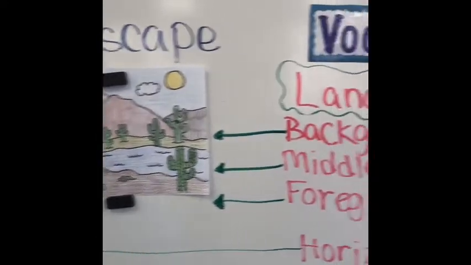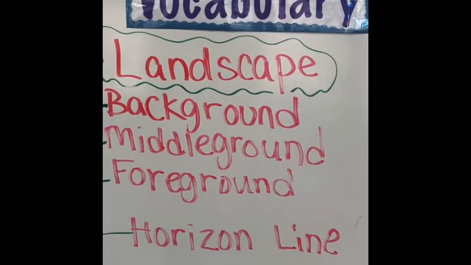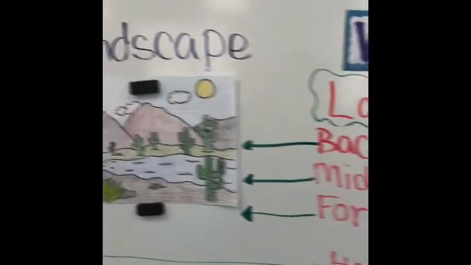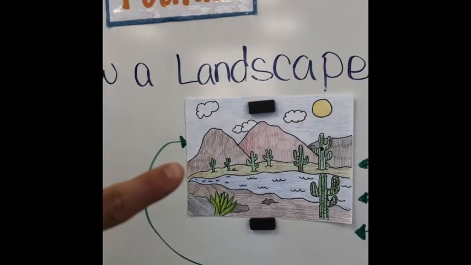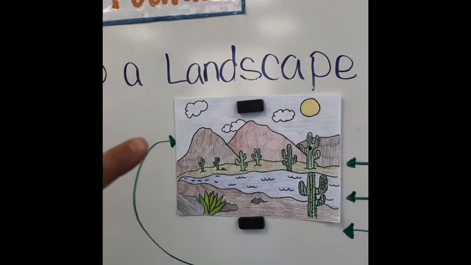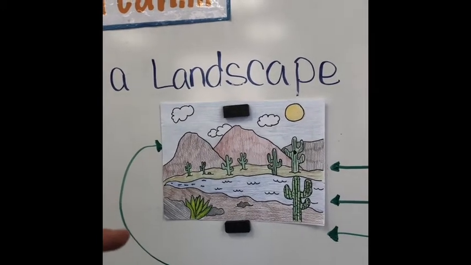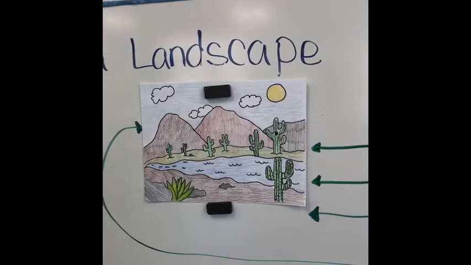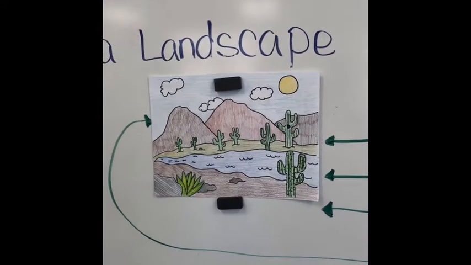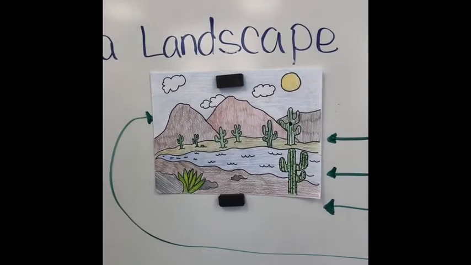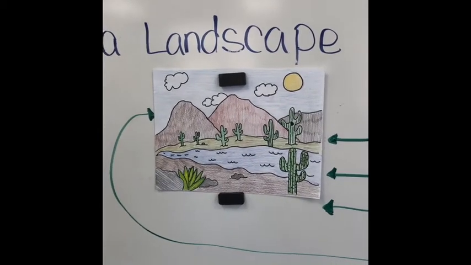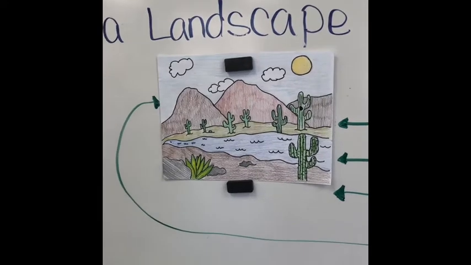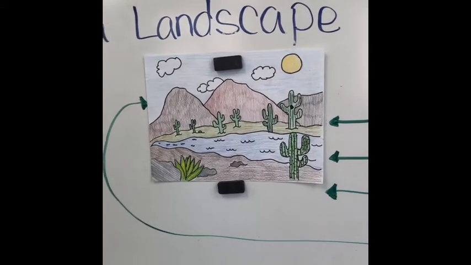Another part that is very important in a landscape is called the horizon line. The horizon line is where the mountains and the sky meet. Anything below the horizon line is going to be on the ground because gravity pulls us down. So your cactus, your people, your houses, your mountains, anything above the horizon line is going to be the clouds, the sun, whatever's in the sky, okay?